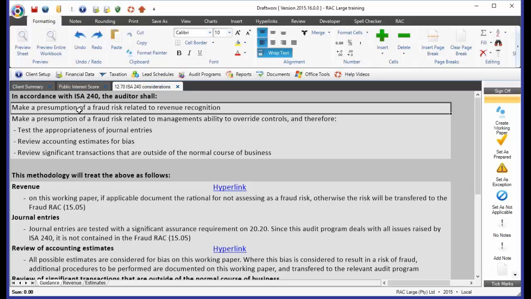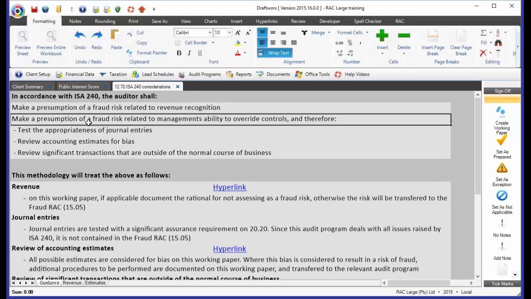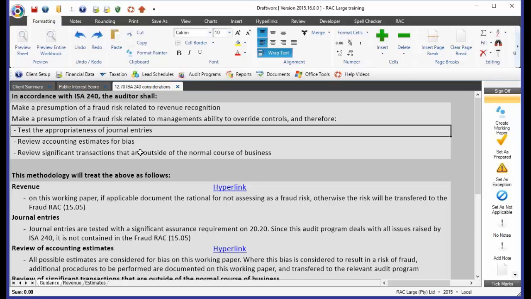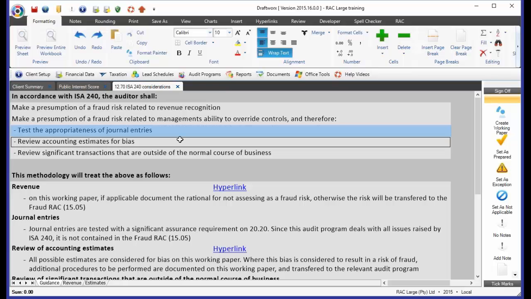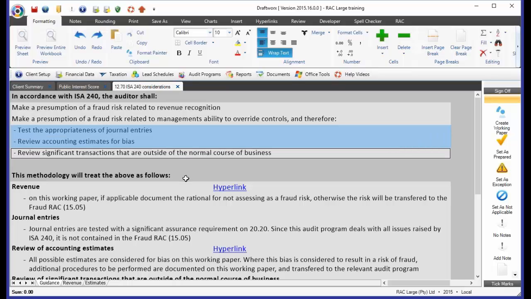I'm sure by this stage, everybody has become familiar with this requirement. We have got to raise a fraud risk over revenue. This is what the ISA is telling us. It is also telling us to make a presumption of a fraud risk related to management's ability to override controls. And therefore, we must test appropriateness of journal entries, review accounting estimates for bias, and review significant transactions that are outside the normal course of business.